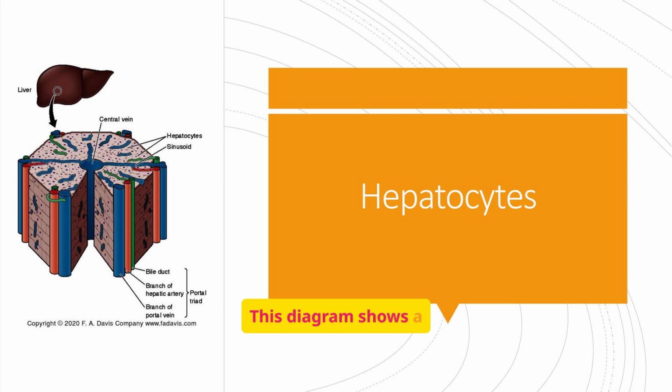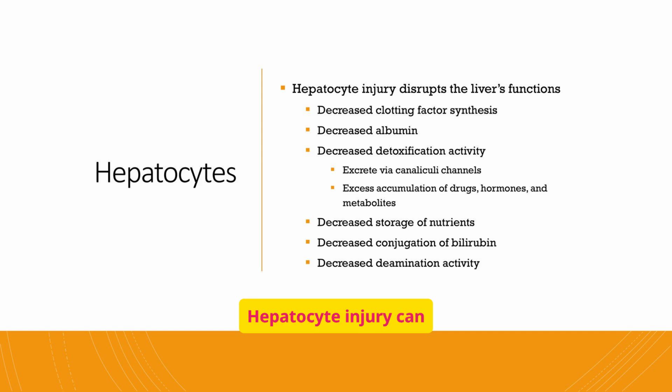This diagram shows a liver lobule, highlighting the hepatocytes and their arrangement around a central vein. The sinusoids, bile duct, and branches of the hepatic artery and portal vein form the portal triad. Hepatocytes are the functional cells of the liver, responsible for many of its vital functions. Hepatocyte injury can significantly disrupt liver function.